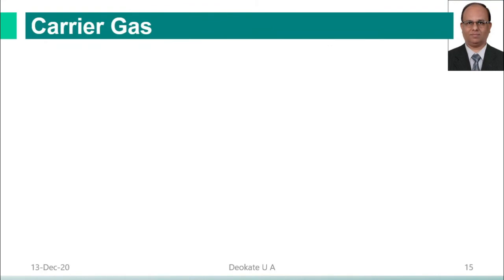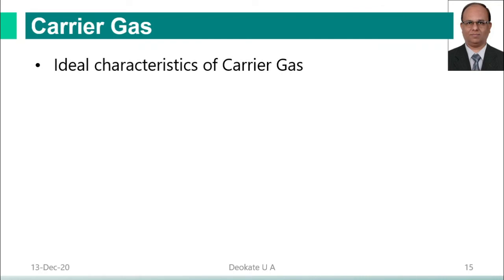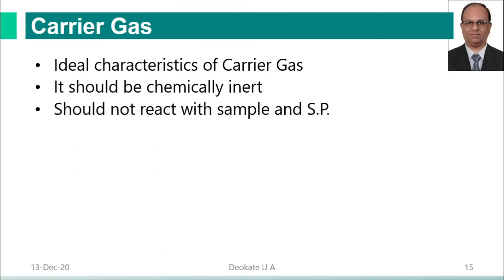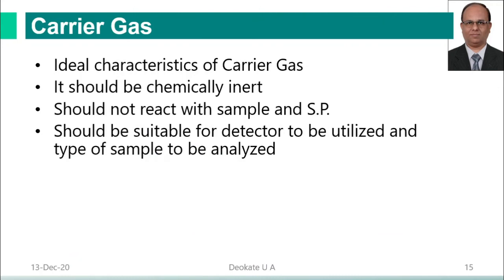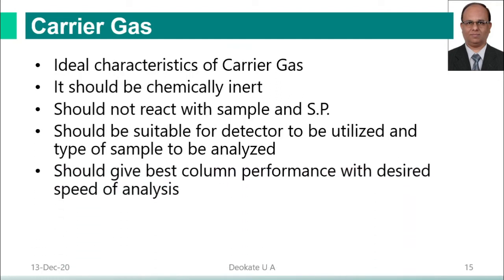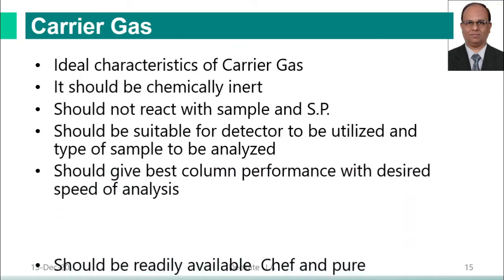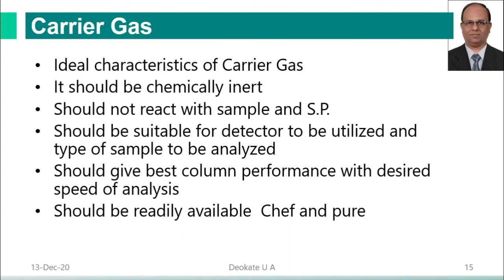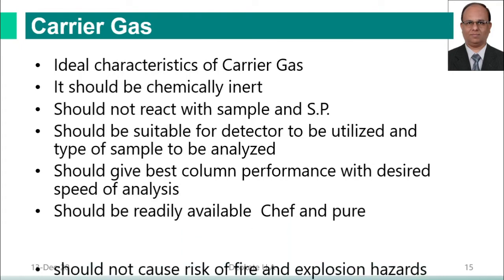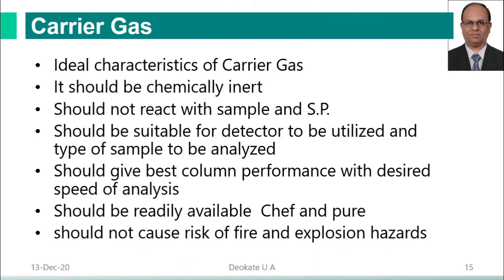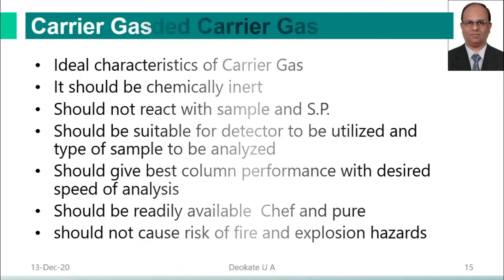So we'll see one by one the components of your gas chromatography instrument. First is your carrier gas. The ideal characteristics of a carrier gas include: it should be chemically inert, should not react with the sample and the stationary phase, should be suitable for the detector to be utilized and the type of sample to be analyzed, should give best column performance with desired speed of analysis, should be readily available, cheap, and pure. It should not cause a risk of fire and explosion hazards.